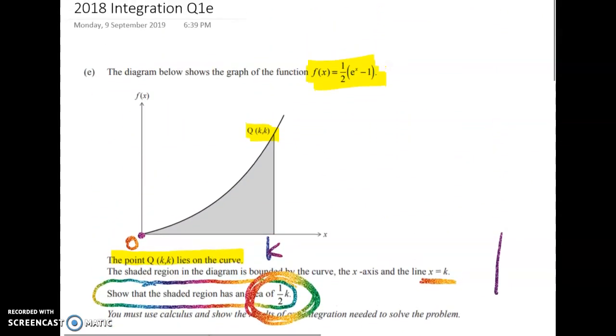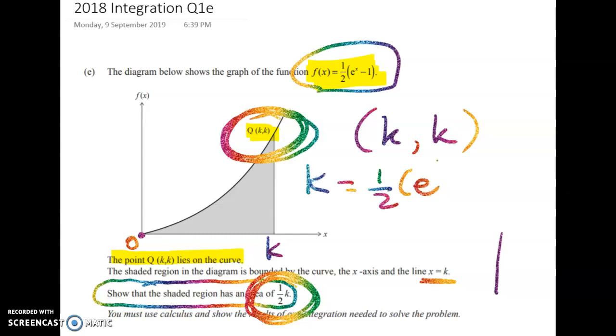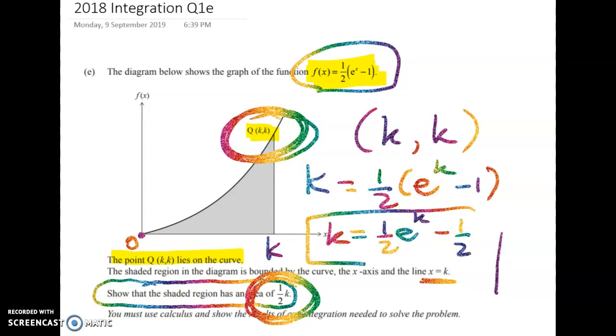And here's the missing thing that we haven't used. This point here, Q, has got values k, k. But we know that if Q is on the curve, that it must fit this equation. So that means that I can write the following thing. And I'm just going to write it right up here. You can do it neatly in your book. k is equal to a half times e to the k minus 1, which is equal to a half e to the k minus 1/2. So now let's get back down to the end of my integration and see whether that helps us.